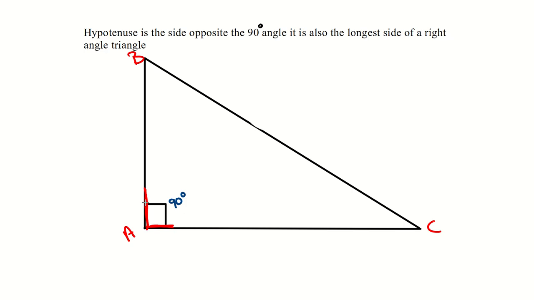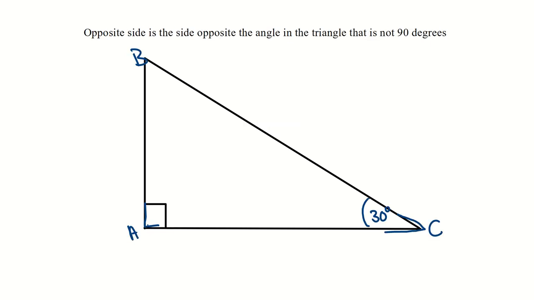So if I look at this, AB is being used and AC is being used to make up my 90 degrees. The side that is not used to make up 90 degrees is BC. So this here is my hypotenuse, and that is how you can find your hypotenuse very easily. Now, the next thing we're going to do is your opposite side. The opposite side is the side opposite the angle in a triangle that is not 90 degrees.